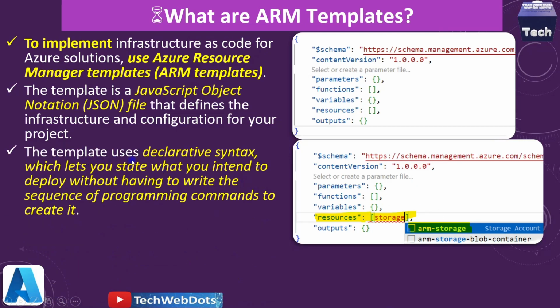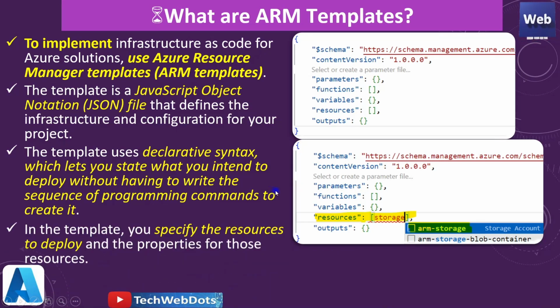The template uses declarative syntax, which lets you state what you intend to deploy without having to write the sequence of programming commands to create it. It looks very simple, very easy, and we can understand even by name what we are doing. If we are mentioning resources here, it means we can mention n number of resources that we want to create with the help of this JSON file, or in other words, ARM templates, right?